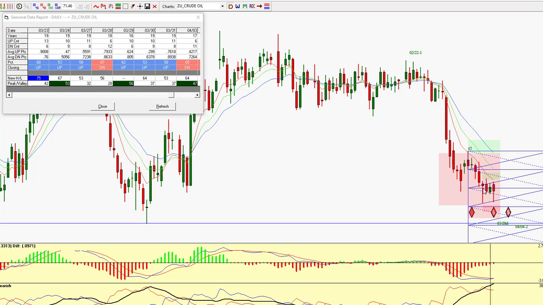So now is a good time, if you're a crude oil trader, to start looking for prices to start moving higher in crude oil. And that's the forecast based on F dates for today.